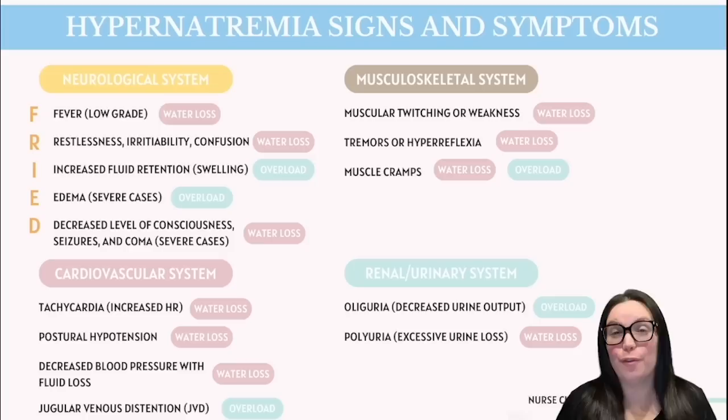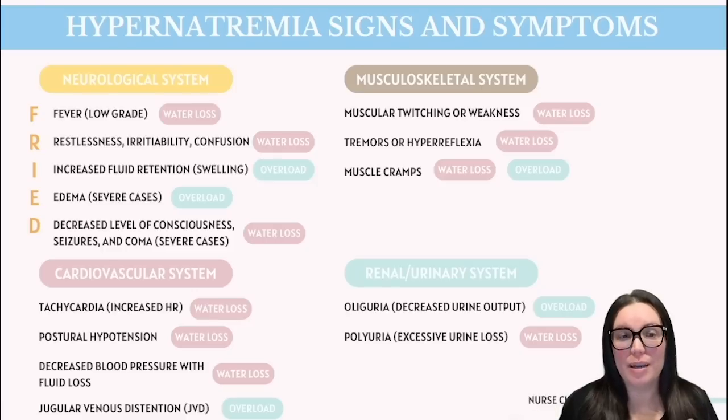On the other hand, in fluid overload, the kidneys might not be producing enough urine due to heart or kidney failure. That's going to lead to oliguria, which is a low urine output. This happens when the body retains sodium and water, ultimately worsening the symptoms.